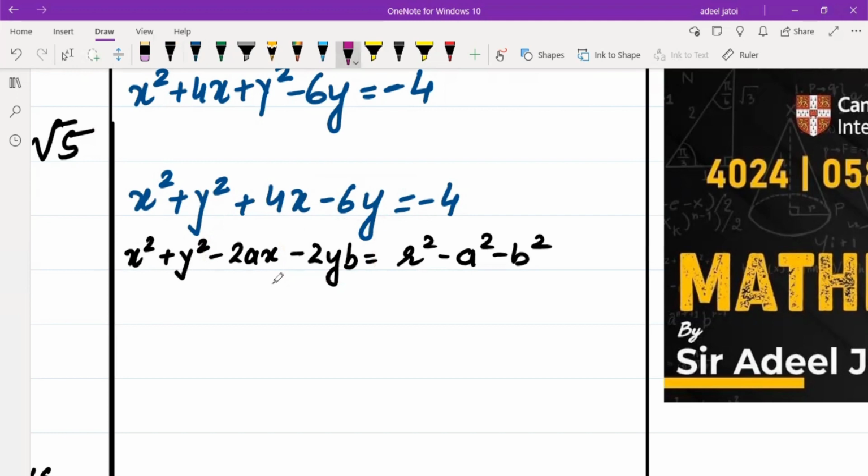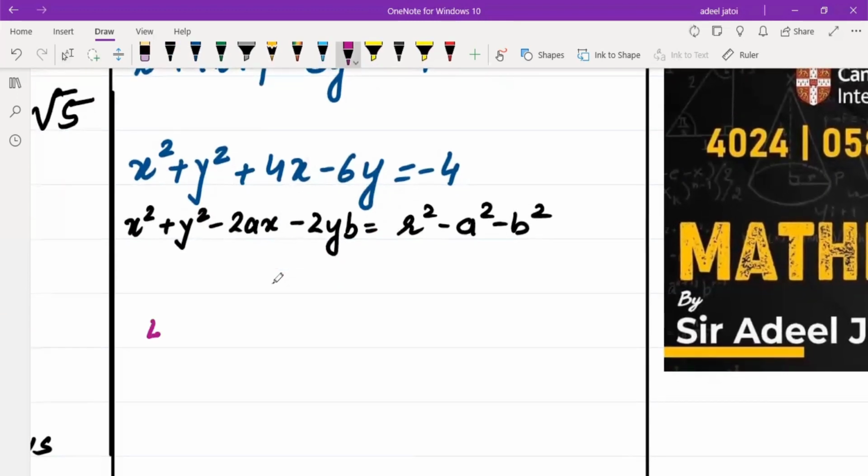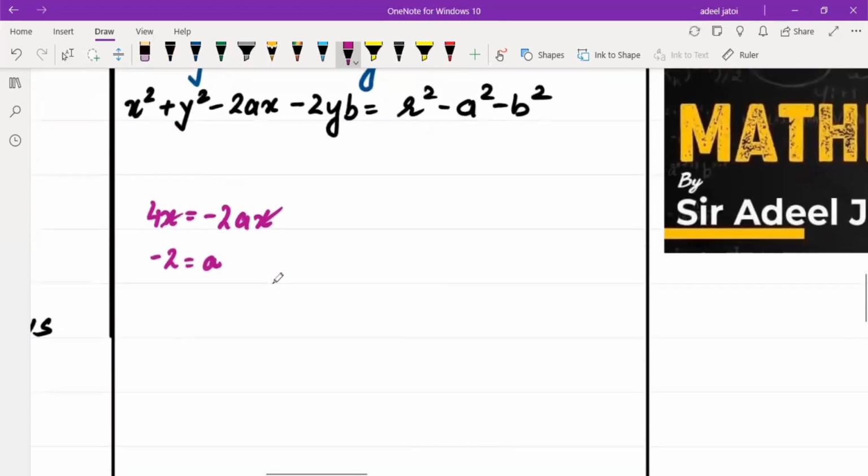So what do we need to compare? We need to compare 4x with minus 2ax. Your x and x are cancelled. So what do you get? 4 divided by minus 2, you will get minus 2. So your value of a is minus 2.